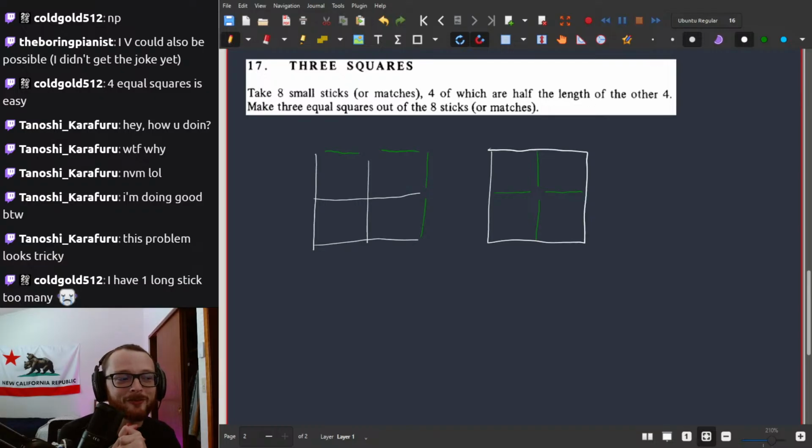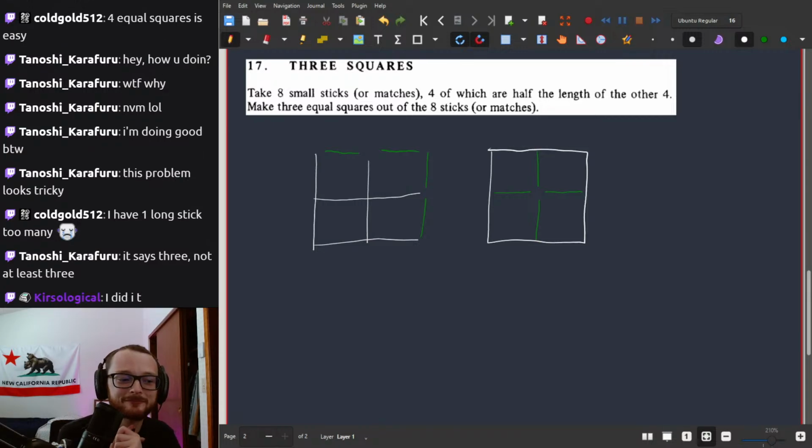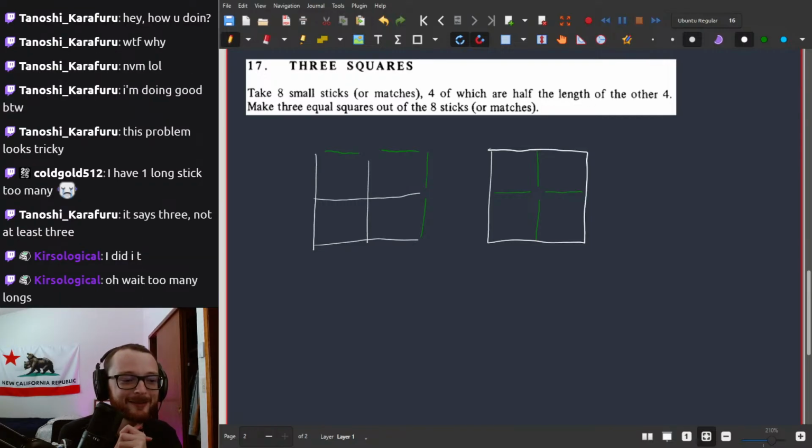4 is an acceptable answer, because there's also 3. But if anything, I've made 4 distinct sets of 3 squares. You did it? It's probably hard to type it, but if you can. Too many longs? Okay.